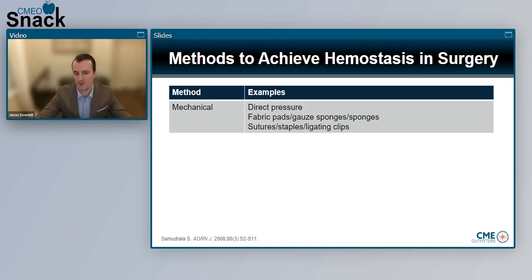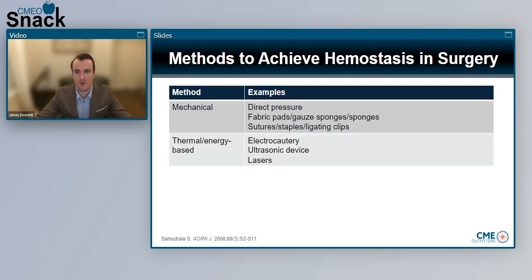So the tried and true method, mechanical pressure, direct pressure, closing a wound, staples, it's always going to have a place in surgery. Now, ultimately, we want to talk about other agents as well. Thermal or energy-based, electrocautery, bipolar cautery. I don't typically use ultrasonic devices or lasers, but there are potentials in other fields. I use electrocautery mostly for my dissection. I use it to prevent muscular bleeding before it starts. And bipolars I use for epidural veins around the nerves.